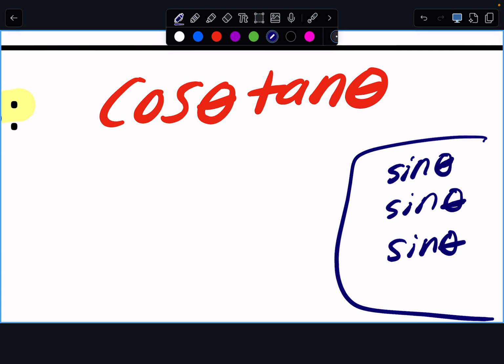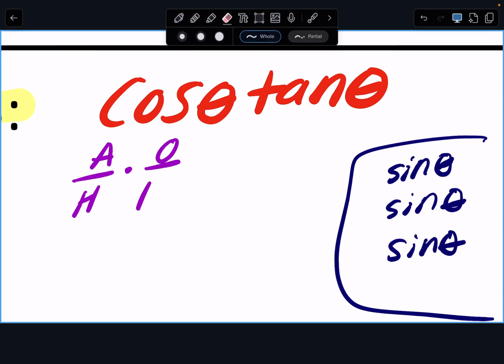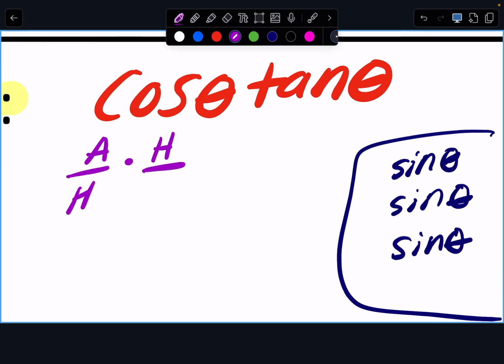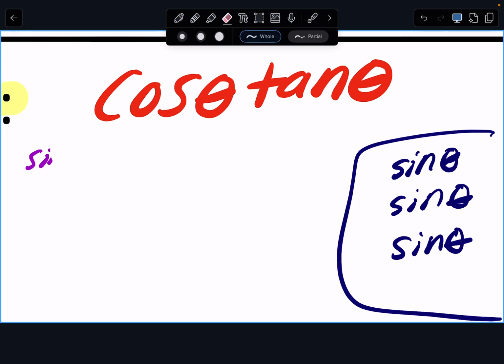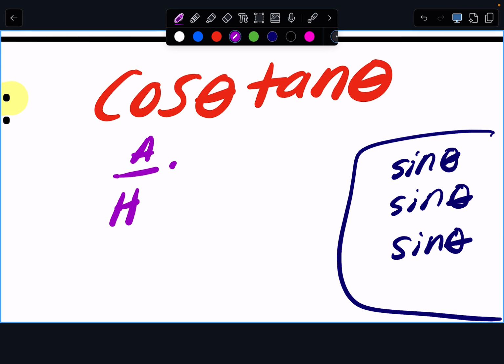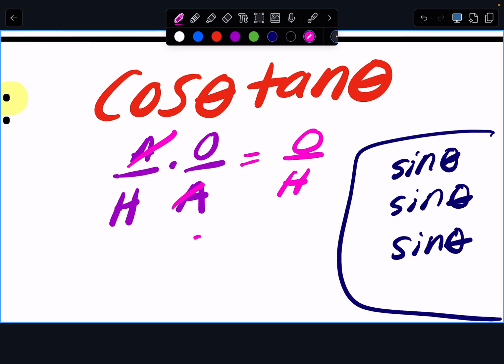How'd you guys do it? I did it the AOH way. So A over H times O over A, which is O over A. So you're saying cosine is A over H. Yeah. Tangent is O over A. Okay, then they said these A's divide out, leaving me with O over H, which is equivalent to sine.